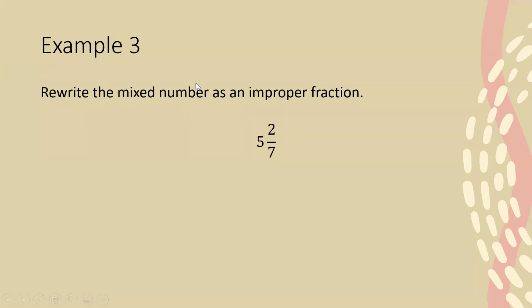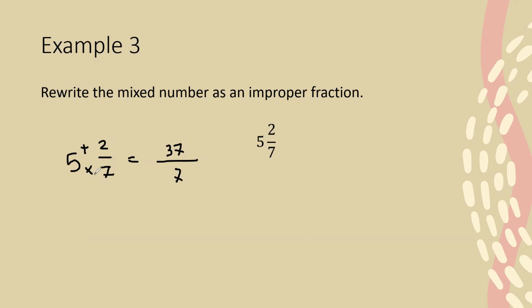For example 3, we're asked to rewrite 5 2/7 as an improper fraction. So 5 2/7 will equal. I am going to multiply 5 times 7 and add 2, or add my numerator. So 5 times 7 will be 35, and 35 plus 2 will give me 37. And now for my denominator, for my improper fraction, it's going to be 7 because we simply carry that denominator over. It's the same one.